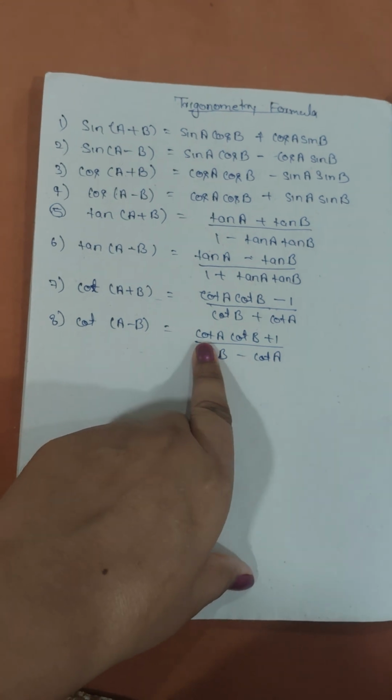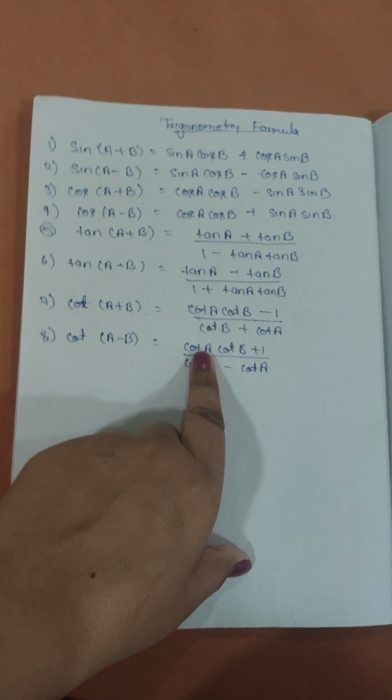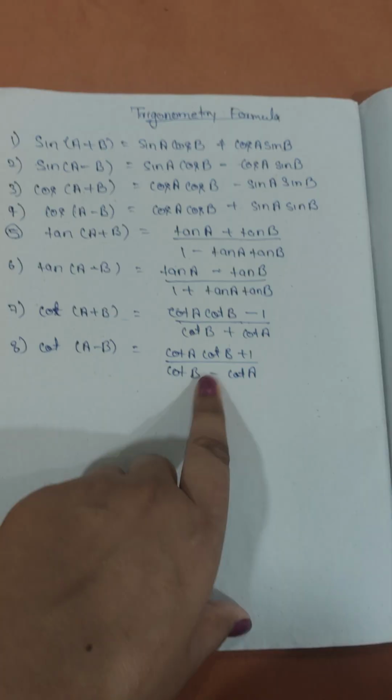Cot(A−B) will be cot A cot B plus 1 upon cot B minus cot A.